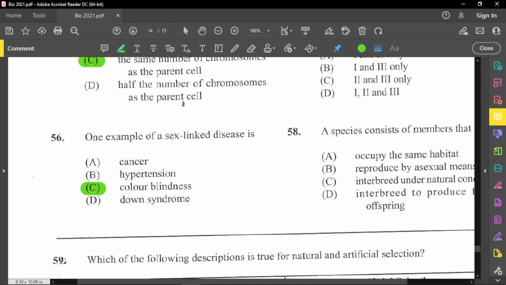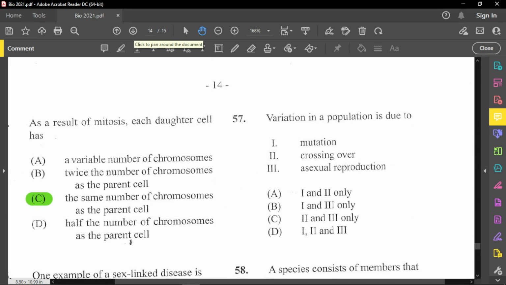Now 57, so this is 59 here, so 57 must be on the top. All right, 57, variation in the population is due to what? Mutation can cause variation, yes, because there's a change in the genetic makeup, definitely. Crossing over, as in meiosis, is responsible for variation as well. Asexual reproduction is not a cause of variation because asexual reproduction produces offspring identical to the parent. So that can't be the option there. So 57 has to be 1 and 2, which is A. Okay, A. Right, that looks good. All right, 58.